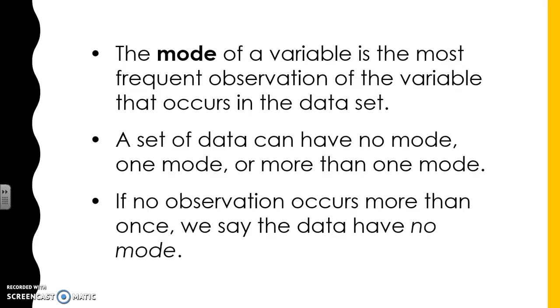And then the last measure here is mode. Mode is just the value that occurs the most. Sometimes we may have a set of data that has no mode, which would mean all the values are just represented once. We may have one mode, so this one value is represented more than once, and then more than one mode. If we have 2 modes, it's bimodal, and then 3 modes or 4 or so on, we just say multimodal.